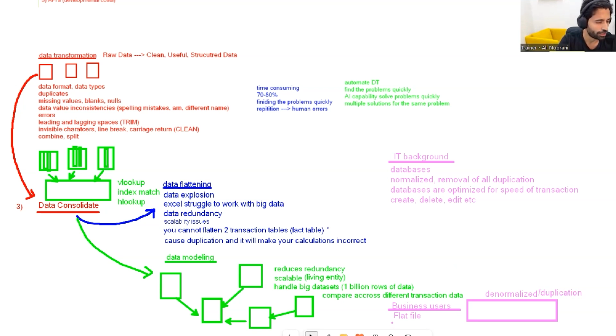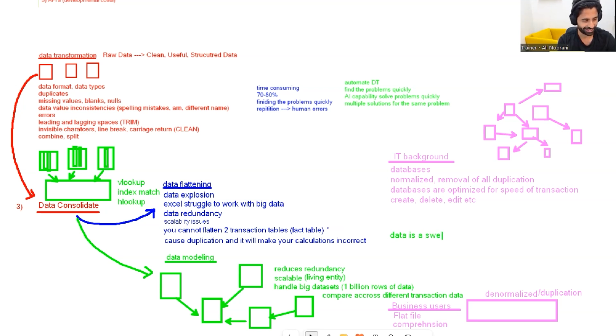What is the intent behind denormalization? Why do we do it as a business user? Comprehension, basically. Just easier. Correct? There's no other good reason to bring everything into one. It just becomes easy to read, ingest, and perform analysis on top of it. It's comprehension. And in IT, everything is broken down into the smallest possible piece, right? A data model is a sweet spot between a highly normalized database and a highly denormalized flat file.